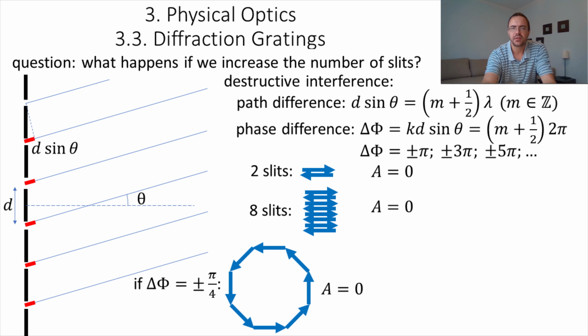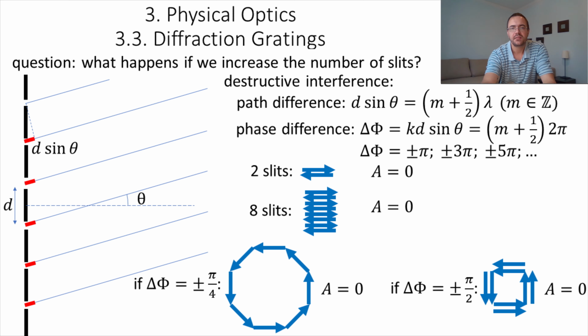Let's look at another example. If the phase difference is pi over 2, then the second one is rotated by 90 degrees, and the third one is also rotated by 90 degrees compared to the second one, the first one, and so on.